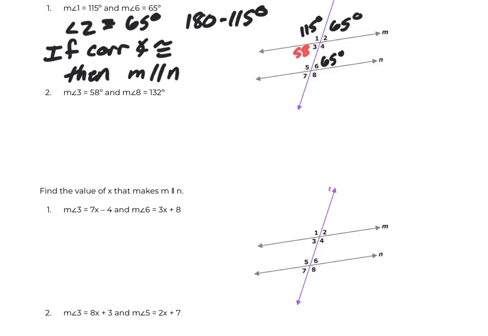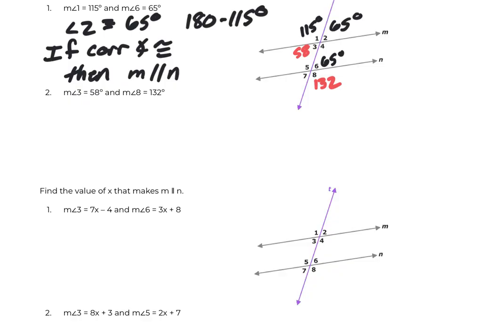Angle 8 is 132. Okay, those two are not a pair right now. So as of right now, we can't go right to a statement to prove it. So what would be another angle that I would maybe need to prove or find?